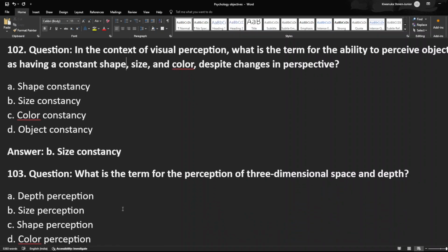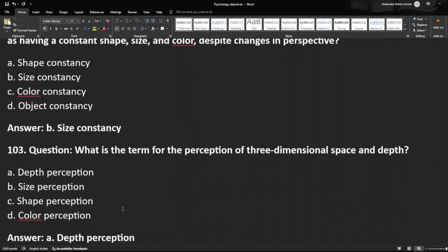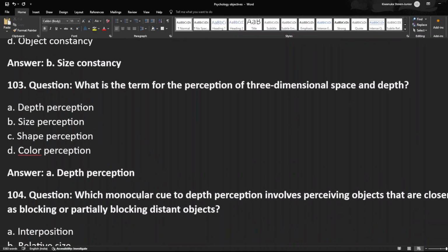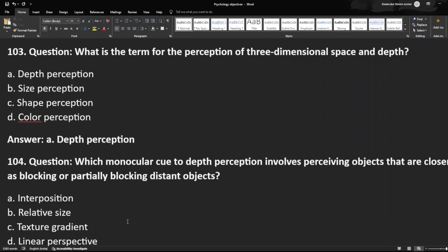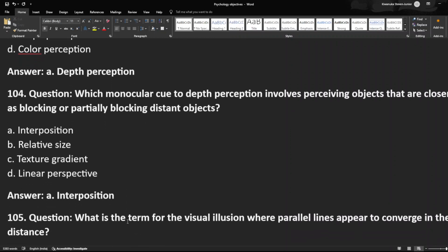What is the term for the perception of three-dimensional space and depth? We see that is depth perception. It's like 3D. Which monocular cue to depth perception involves perceiving objects that are closer as blocking a distant object? We see that is interposition.